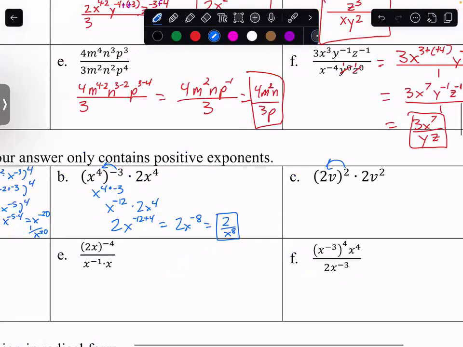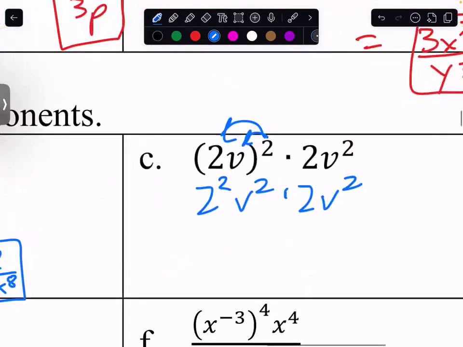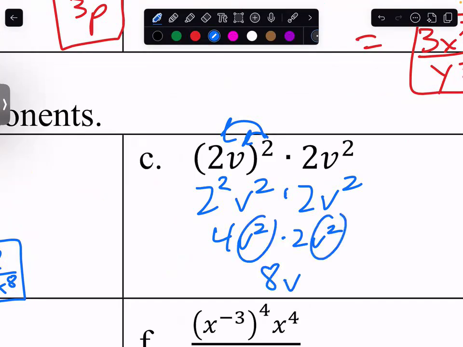Over here, you have 2 squared v squared. 2 squared is 4. Okay, so 2 times 4 is 8. And then v squared times another v squared. You would add those exponents to get v to the 4th.